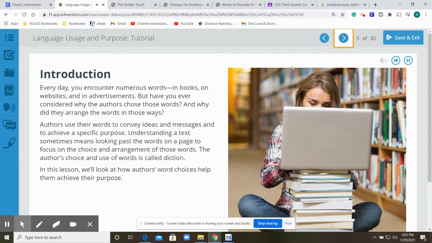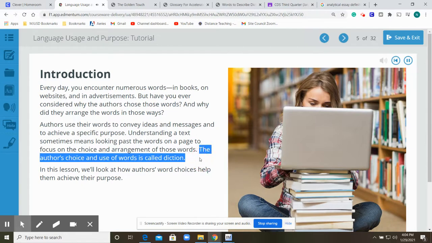Introduction. Every day you encounter numerous words, in books, on websites, and in advertisements. But have you ever considered why the authors chose those words, and why they arranged the words in those ways? Authors use their words to convey ideas and messages, and to achieve a specific purpose. Understanding a text sometimes means looking past the words on a page to focus on the choice and arrangement of those words. The author's choice and use of words is called diction. In this lesson, we'll look at how authors' word choices help them achieve their purpose.